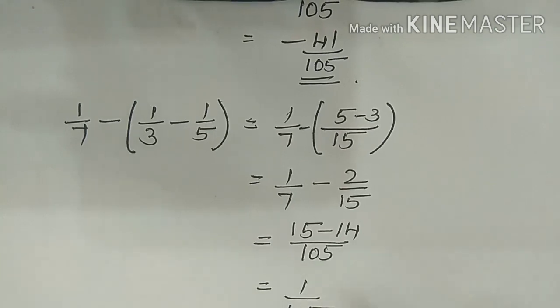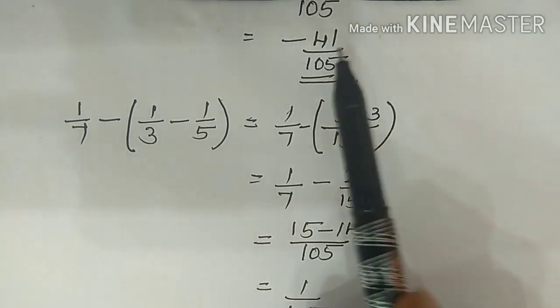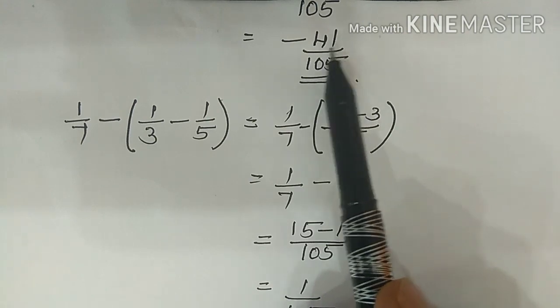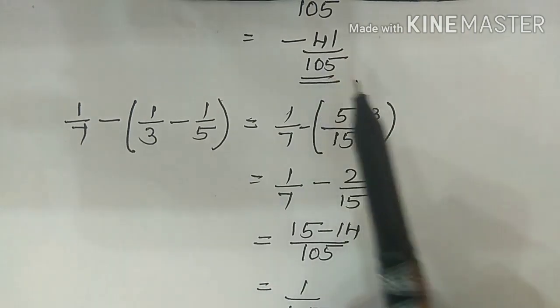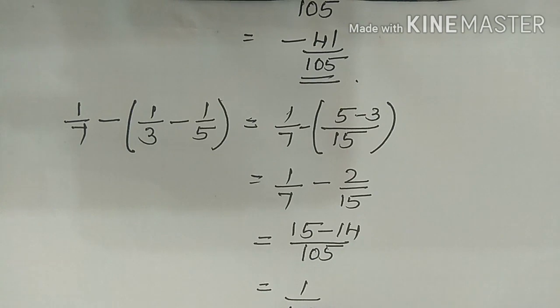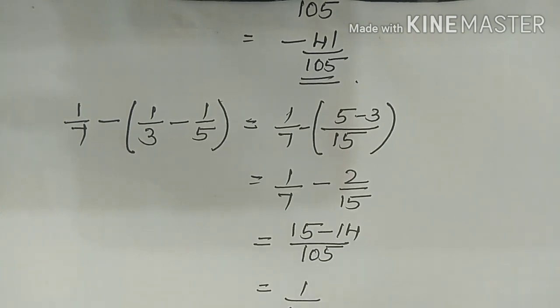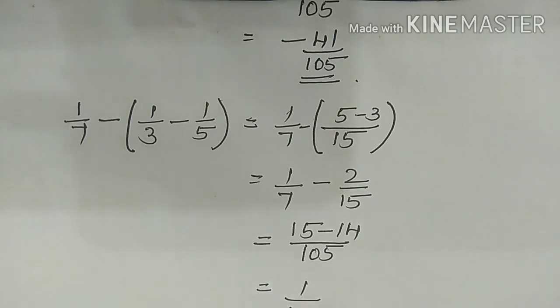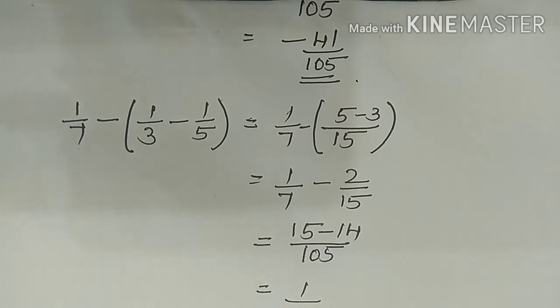Let us check the result. In case 1, the result was minus 41 by 105. In case 2, the result is 1 by 105. That means the results are different. That means order is important. These two expressions are entirely different. So what is the conclusion? Subtraction is not associative for rational numbers.